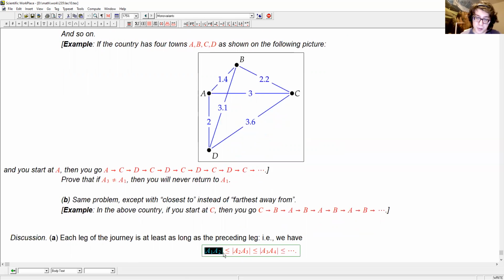So when you go from A2 to A3, you're picking the furthest away town. Now, if this distance was bigger, then the furthest away town would not be A3 because A1 would be even further away. So you would have to go to A1 instead of A3. But since you're going to A3, it means that A3 is furthest away from A2, and therefore you get this inequality.